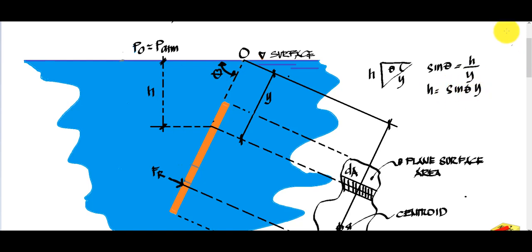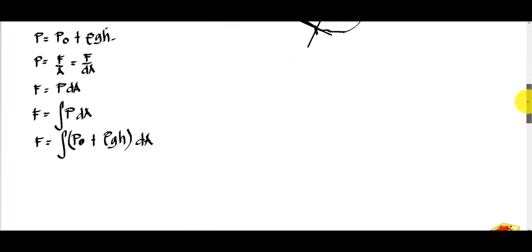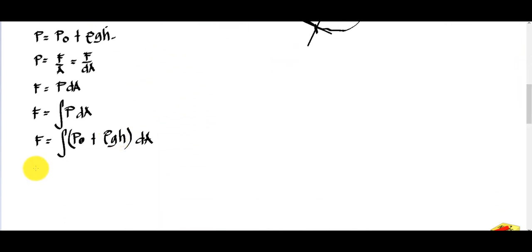So substituting that into our equation here, we can rewrite our equation as the integration of the atmospheric pressure plus the density, gravity, times y sine of theta. I'm going to change this one to a bracket. So this is becoming your bracket now. Then multiply by the differential area.